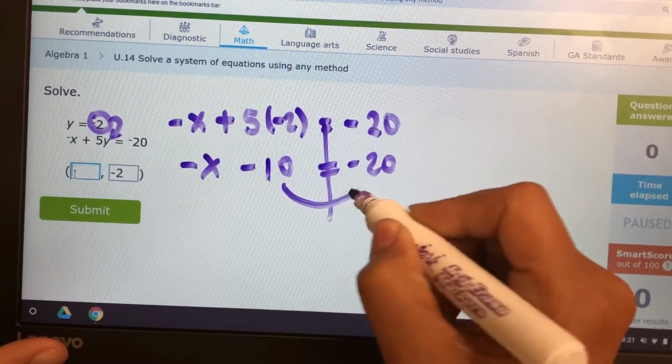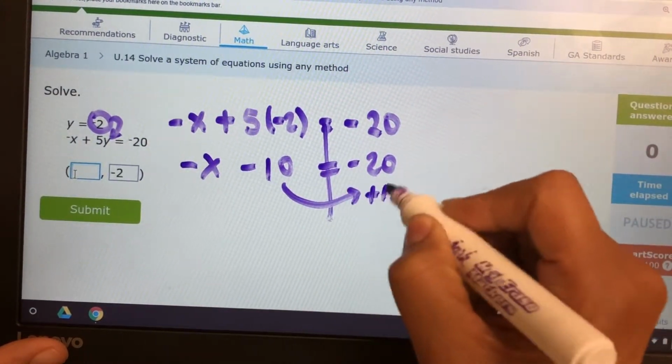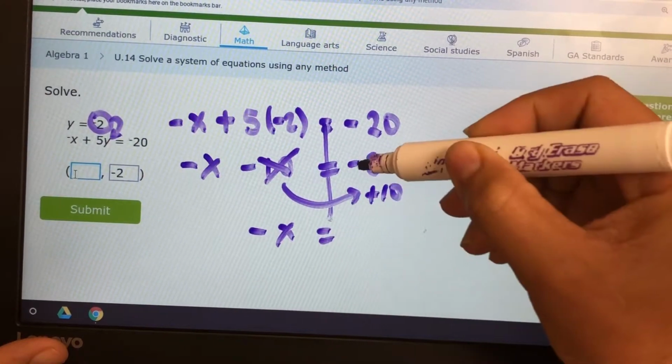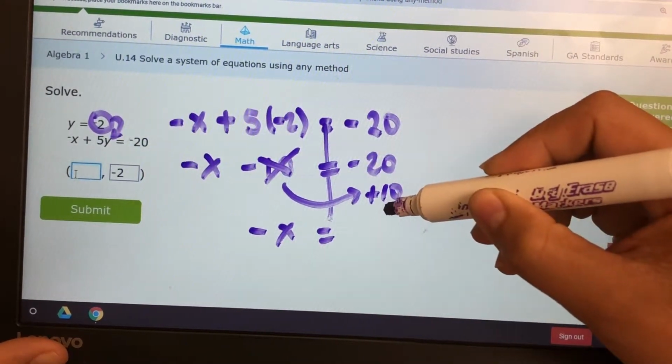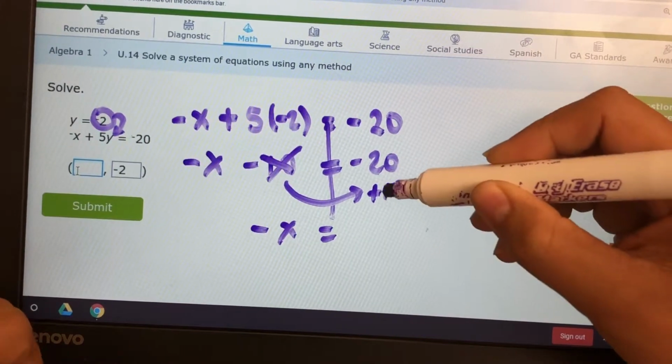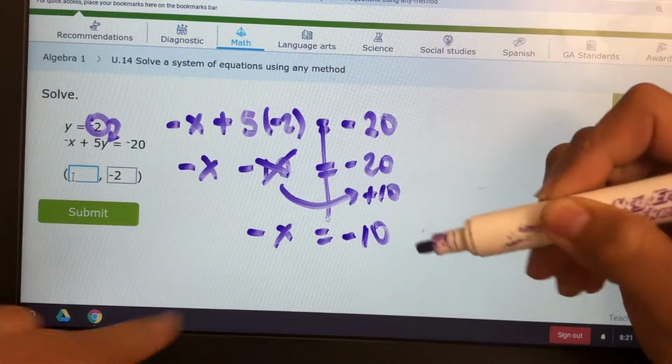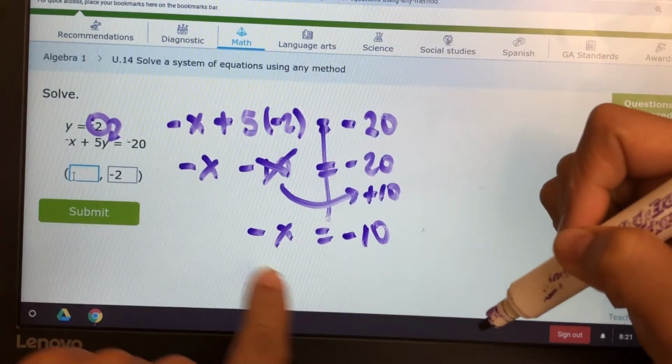Okay, I can take this to the other side. What's that going to become? Plus 10, so that goes away. -x equals, I've got negative meeting positive. What's going to happen? They're going to fight. Who's going to win? Negatives are going to win by how many? By 10. But be careful because this says -x equals -10.